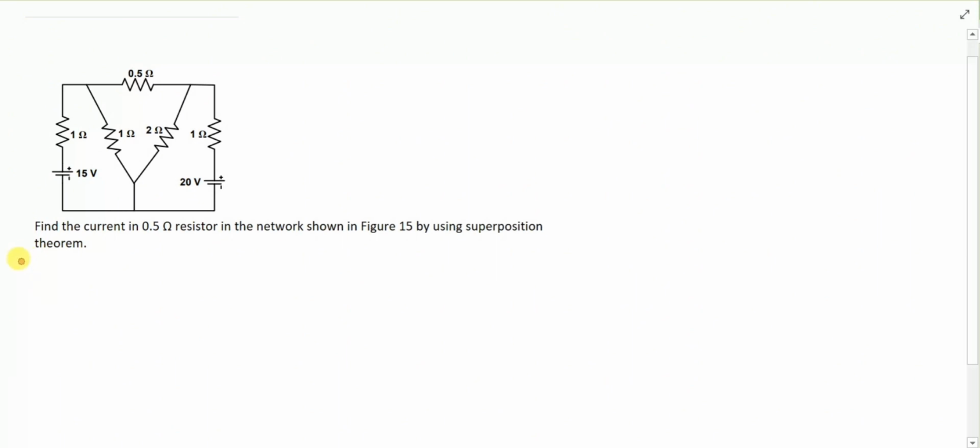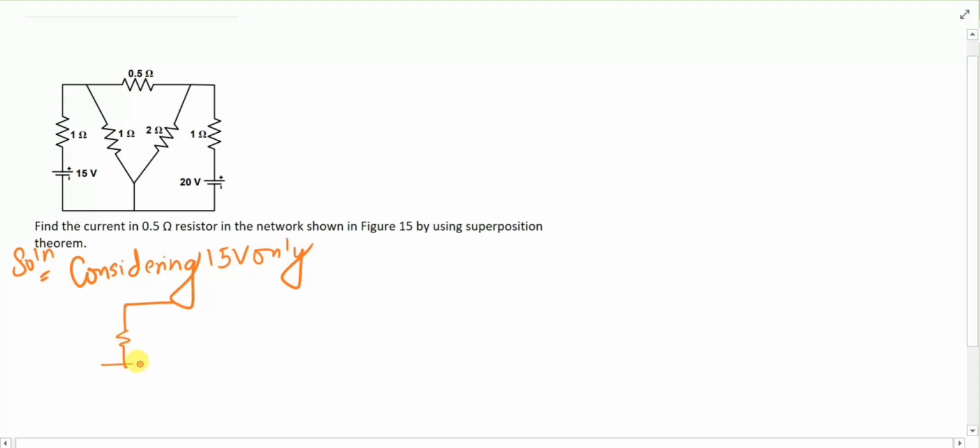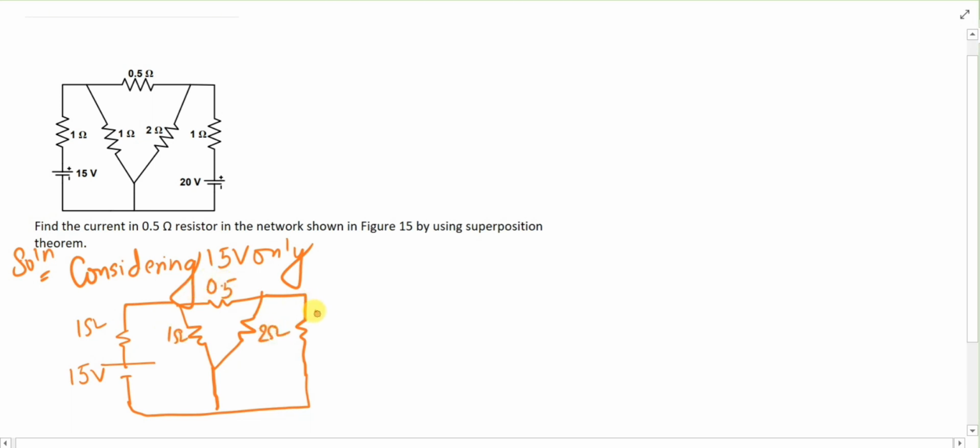For the superposition theorem, all you have to do is first consider any one of the sources. So considering 15 volt only. First, if you consider the 15 volt source only, then the circuit will be as drawn. Now you have to identify the current flowing through the 0.5 ohm.